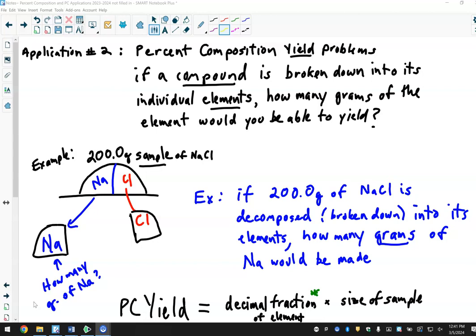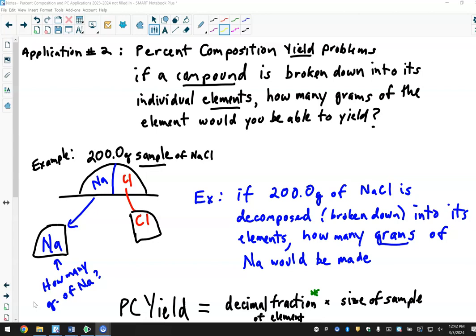So in other words, if I have any amount of sodium chloride and I'm able to decompose it into sodium and chlorine, the question is, how many grams of sodium could I get out of that? Could I get 100 grams of sodium from that? Could I get 150 grams of sodium from a 200-gram sample of sodium chloride? You got that? Right?